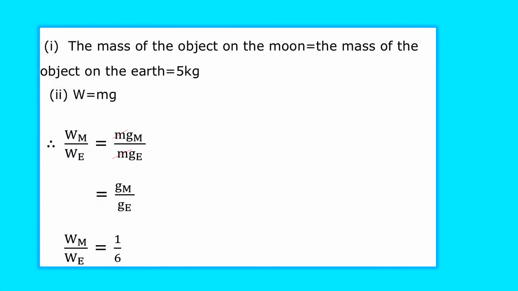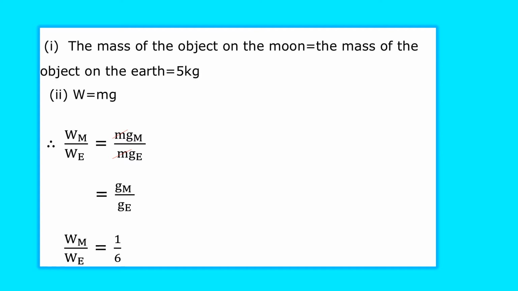Now we know, children, the mass of the object in the universe remains constant. So the mass of the object on the moon is equal to the mass of the object on the earth, that is equal to 5 kilogram. Now we know the weight formula, that is W = mg. We will write this weight formula for the moon as well as for the earth. So Wm = m × gm and We = m × ge.